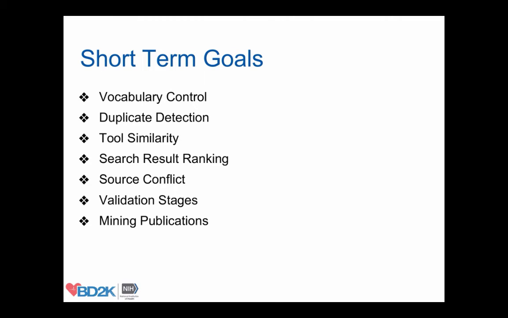Okay, so short-term goals. So things that we are currently working on right now in AZTEC: vocabulary control. We already mentioned the few areas where we're still improving that. Duplicate detection, tool similarity, ranking search results, identifying source conflict, validation, and publication mining.